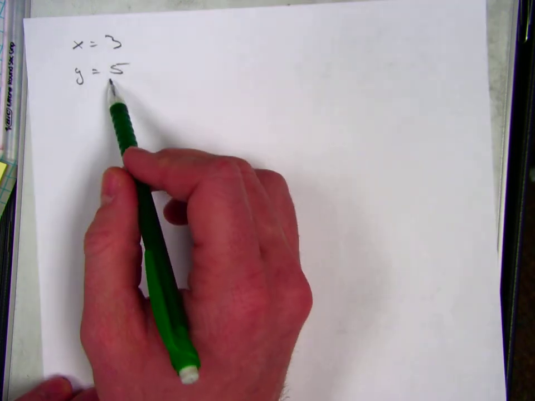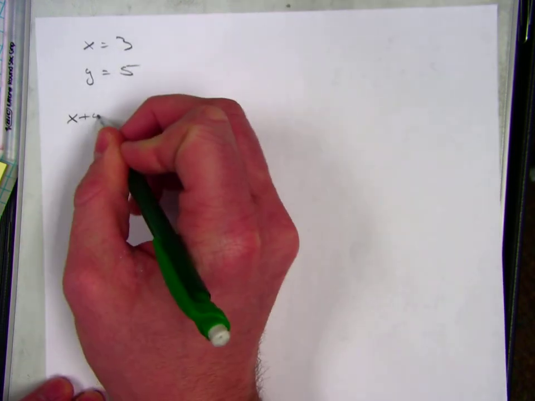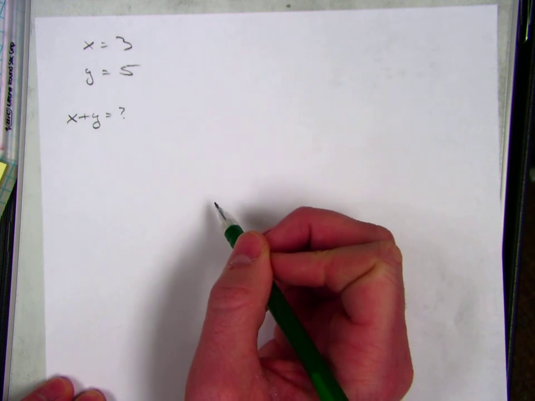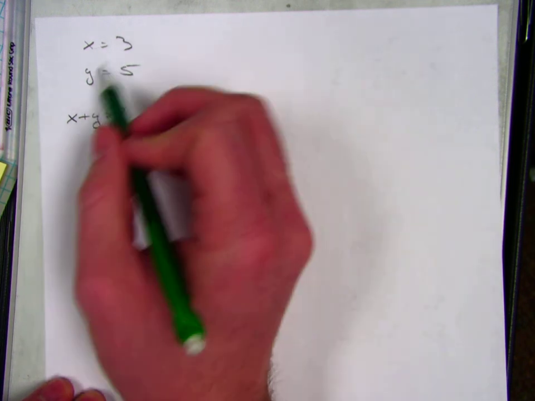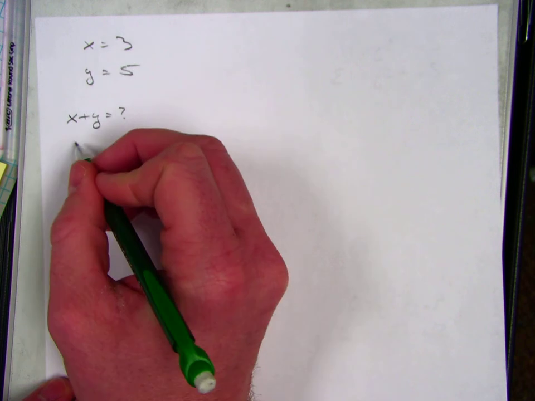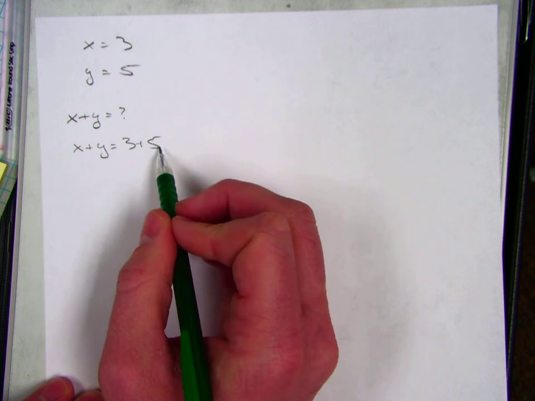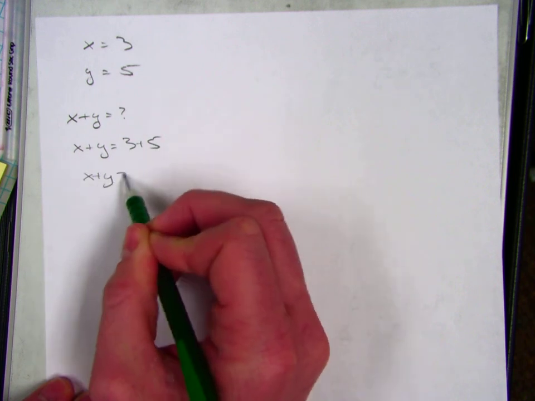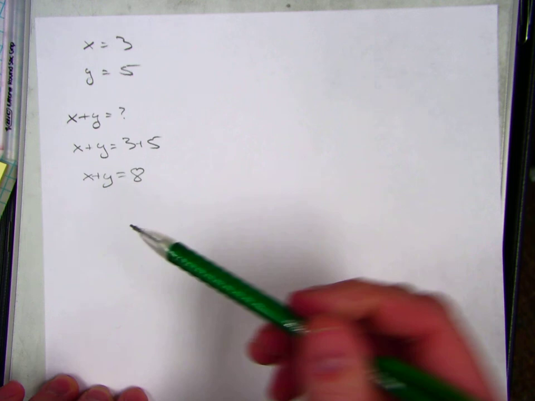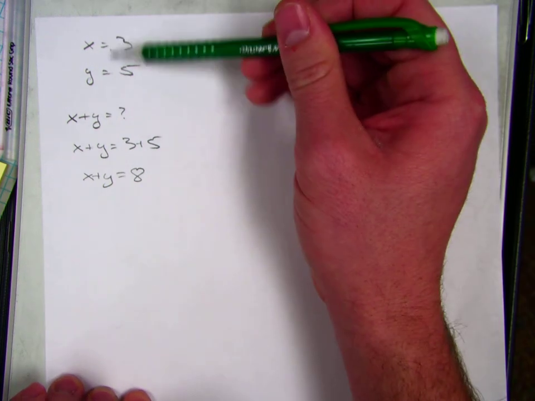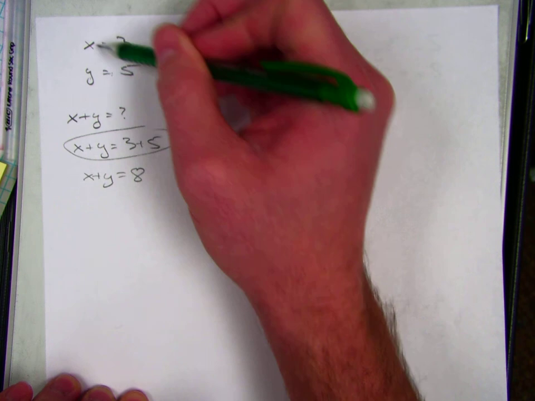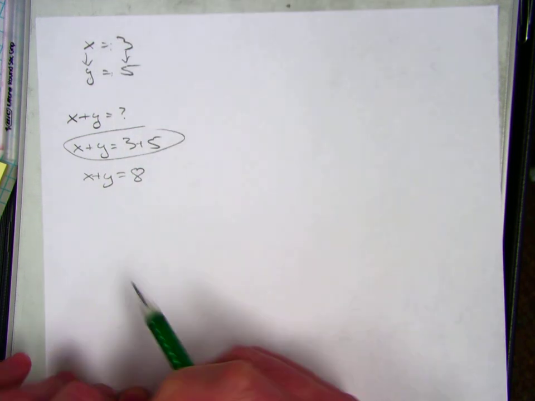If I told you that x equals 3 and y equals 5, and I asked you, what is x plus y? You would tell me, oh, if x is 3 and y is 5, x plus y is 8. Or in other words, x plus y is 3 plus 5, or x plus y is 8. And so this illustrates the idea that if I have two equations, I can add those two equations together by adding straight down. Okay?